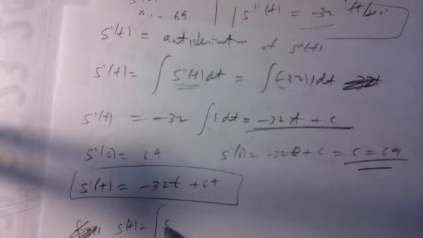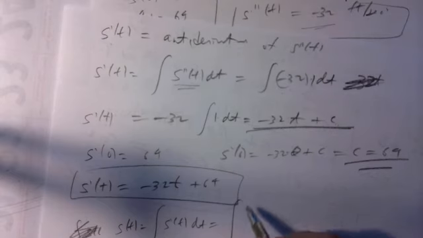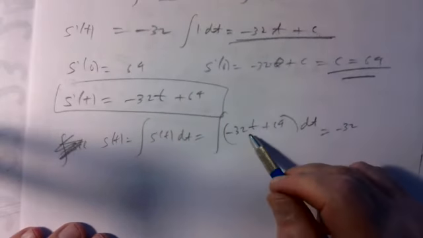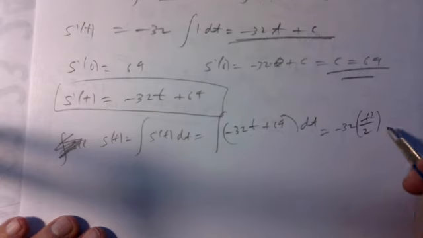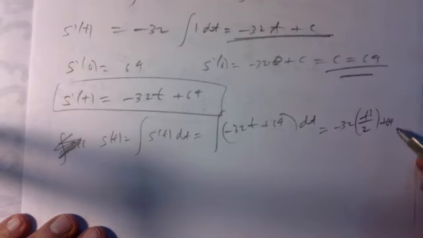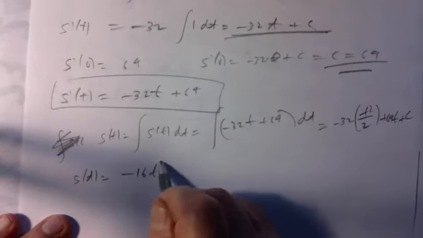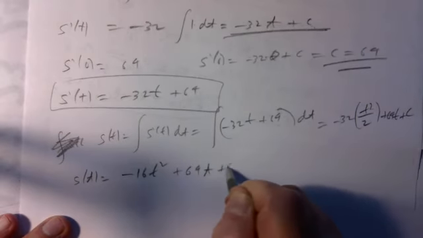So S of t is the antiderivative of S prime of t. That's the antiderivative of minus 32t plus 64. What is this integral? Minus 32, the antiderivative of t is t squared over 2, plus 64, the antiderivative of 1 is t, plus a constant. So S of t is minus 16t squared plus 64t plus a constant.